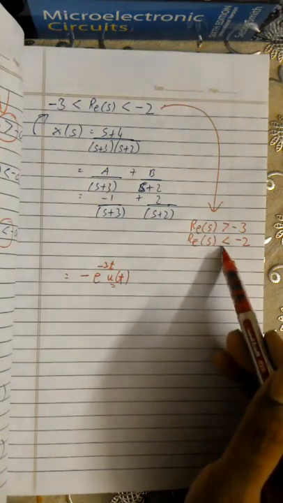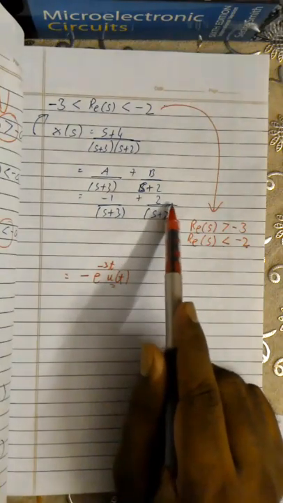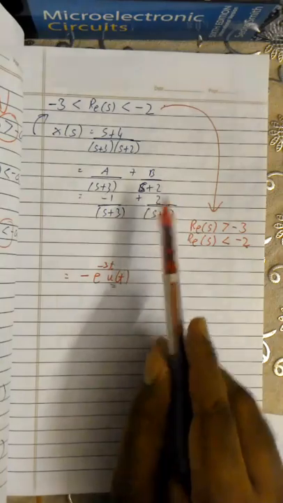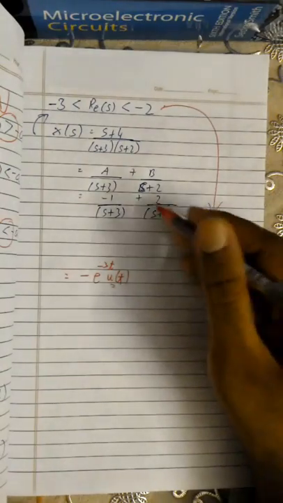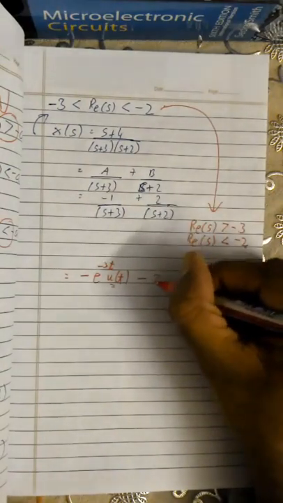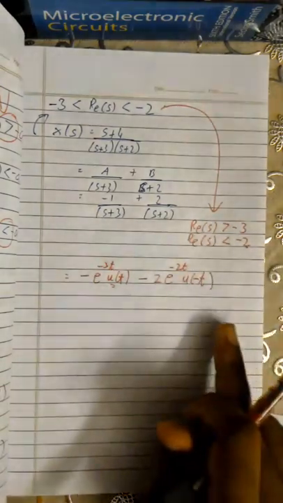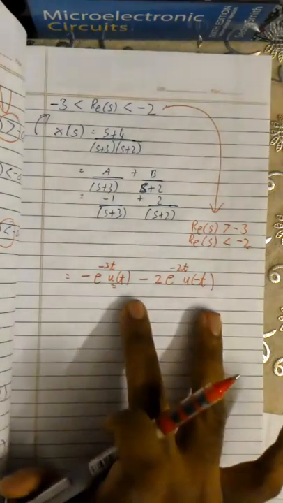Now look at this ROC over here. The real part of s is less than minus 2. That means the pole s equal to minus 2 gives a signal that is left sided. So what you are going to do is negate this and apply the inverse of this. So this will become plus 2, so this will become minus 2 e raised to minus t. This is how you are going to apply it.